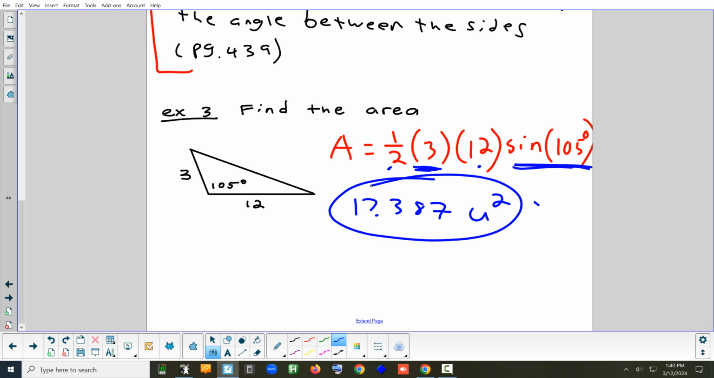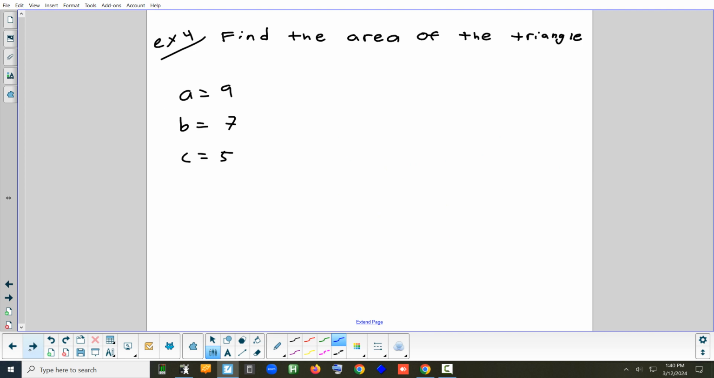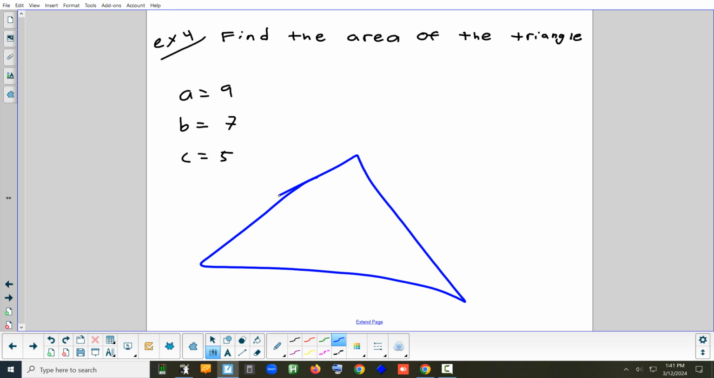Questions on that? Now, don't write it yet. Just look at it. Is that a side angle side triangle? No, it's a side, side, side. Okay, so not to scale. Let's say this is 9, 7, 5. How could you, or what would you have to know here to apply the formula I just showed you? You'd have to know one angle.